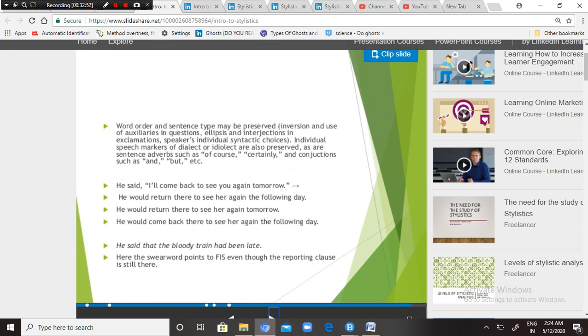Word order and sentence type may be preserved, including the use of exclamations in questions. Ellipses and interjections in the explanation. He said, "I will come back to see you again tomorrow." He will return there to see her again in the following days. He will return there to see her again tomorrow.